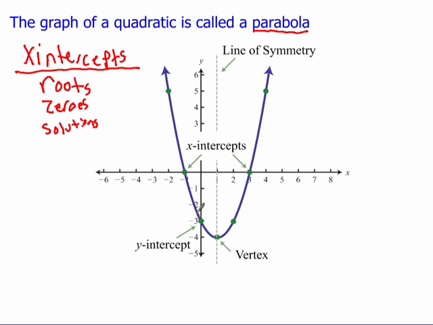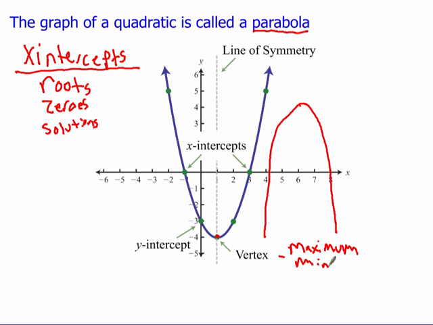Y-intercept, that's where the graph crosses the y-axis, obviously. The vertex is just either the highest or the lowest point in the quadratic. If the quadratic opens up like this, the vertex is the lowest point. And if it opens down like this, the vertex is the highest point. And the other name for a vertex is it is the maximum or minimum, depending on whether it opens up or down.